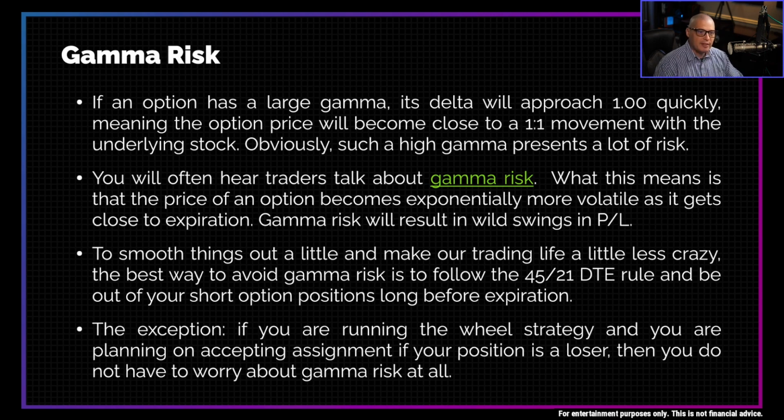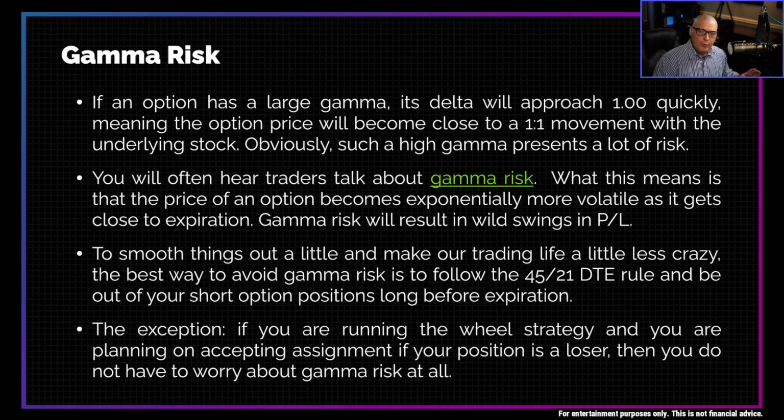So if an option has a large gamma, a high gamma, its delta is going to approach 1.0 very quickly, meaning the option price is going to start moving close to a 1-to-1 movement with the underlying stock. That's why those P&L swings are so high, because it's almost moving exactly like if you just owned 100 shares of stock. So your price swings are much higher than they typically would be, say, really far out in time, like 60 DTE, for example. And obviously such a high gamma presents a lot of risk, and we call that risk gamma risk. Essentially, gamma risk means that the price of an option becomes exponentially more volatile as it gets closer to expiration. So gamma risk will result in wild P&L swings.